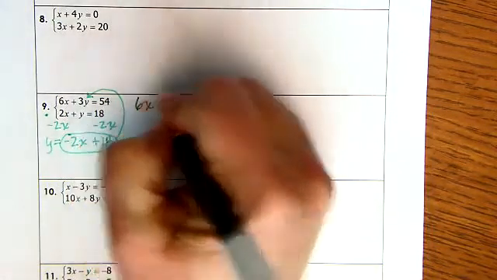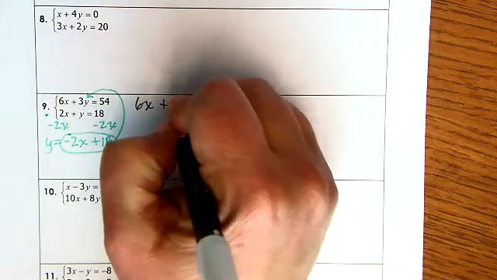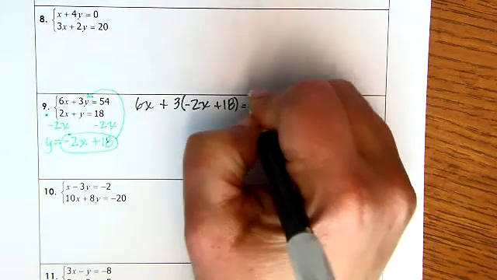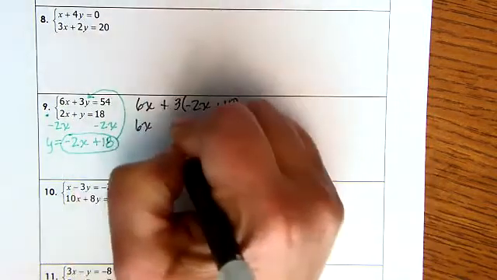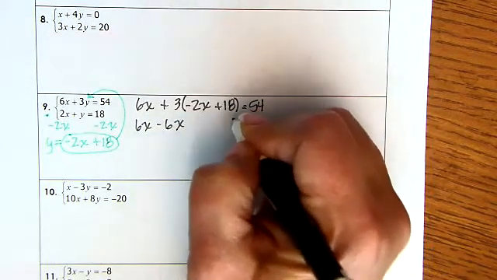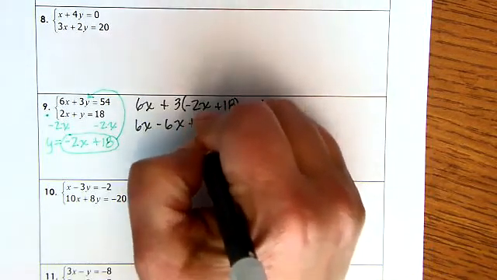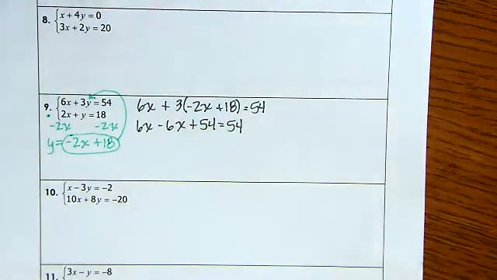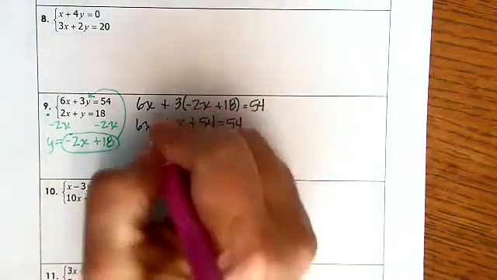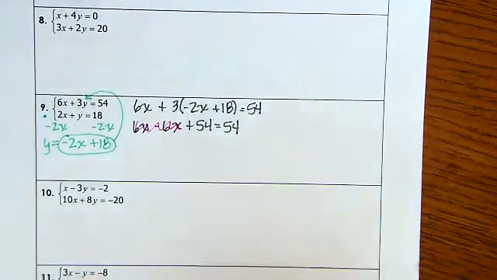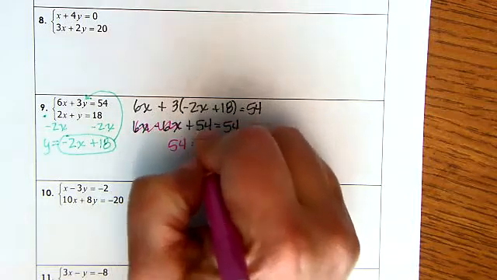So we have 6x plus 3 times (negative 2x plus 18) equals 54. So we have 6x minus 6x. Whoa. 3 times 18 is plus 54 equals 54. I should be noticing some things right now about my numbers and what's happening. Well, my variables, 6x minus 6x, goes away. That cancels one another out. So I'm now left with 54 equals 54.